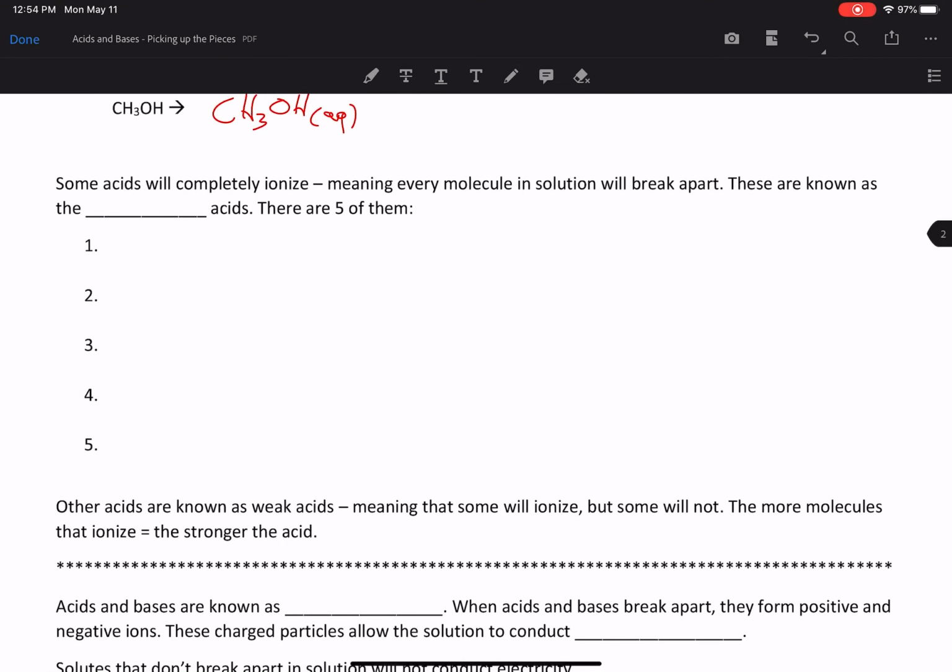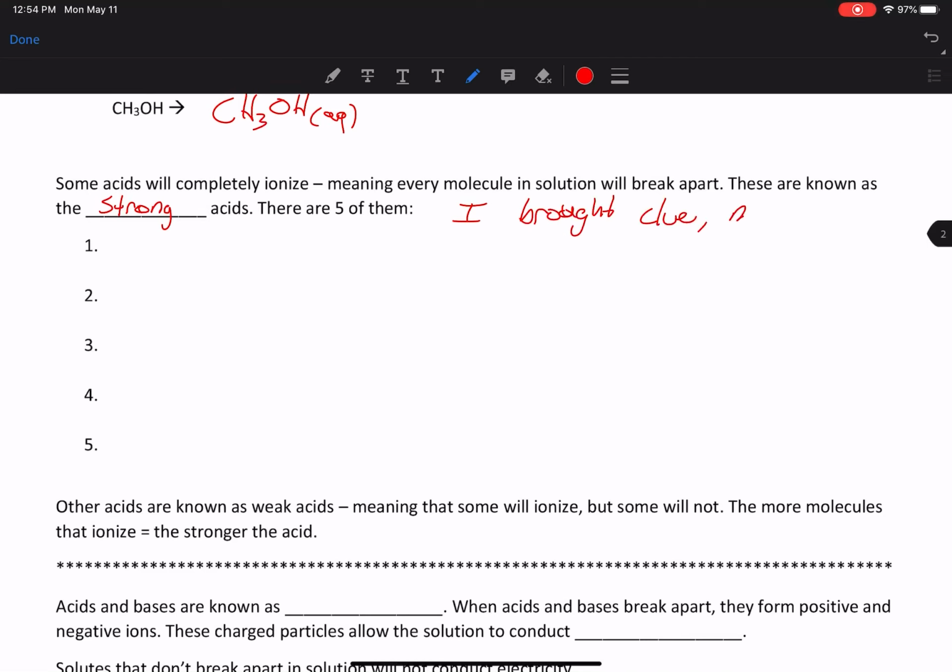All right, so some acids will completely ionize. That means every single molecule in the solution is going to break apart, or every single acid molecule. And then these are known as the strong acids. Now, I remember this by the saying, and I didn't make this up, so I can't take credit, but it's "I brought clue, not sorry" if you're thinking about board games.